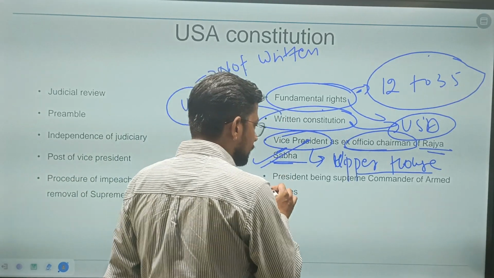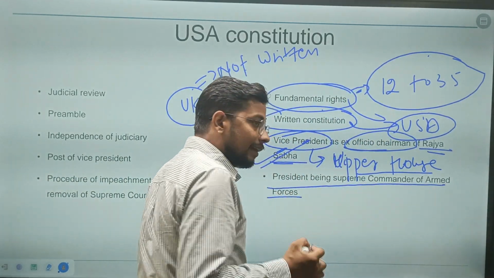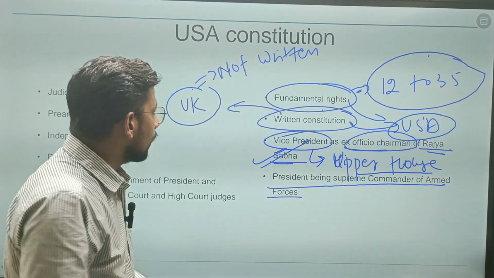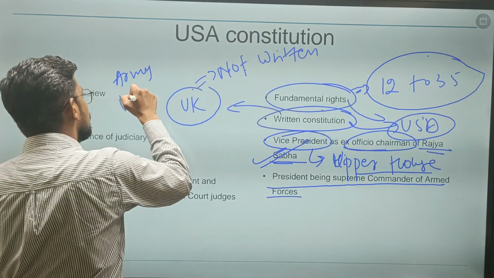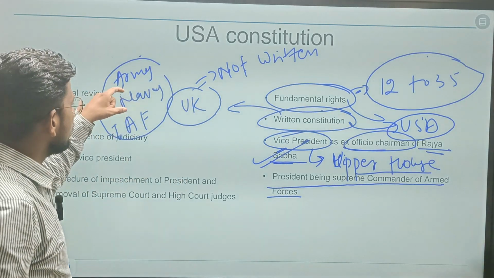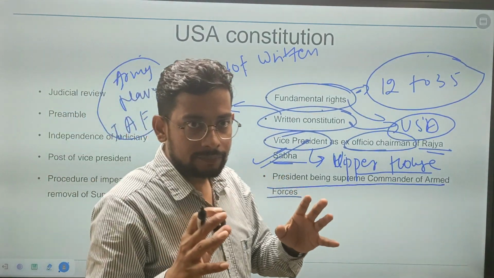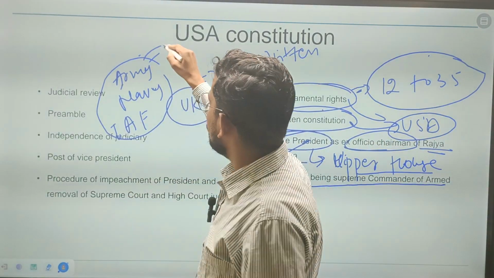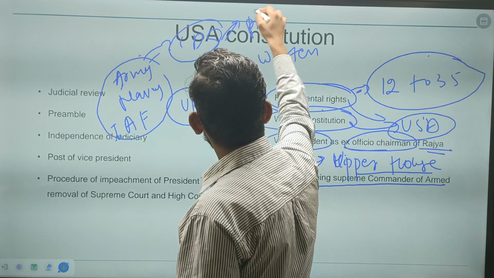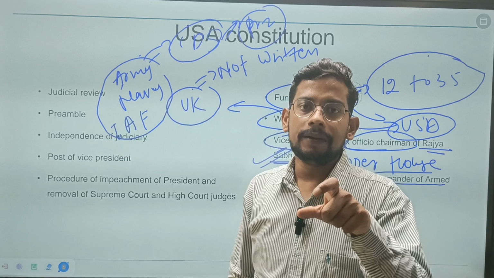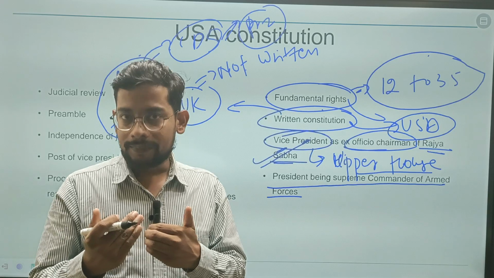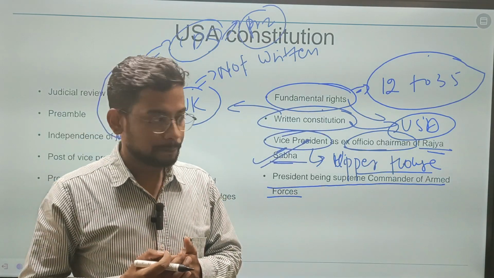Then the president being the supreme commander of armed forces. In India, the president is the highest commander. The president will be above the army, navy, and air force. These three wings have their own heads. Above that is the CDS, which heads all three, and above that is the president. So the president is ultimately the head of all the forces, both in India and USA. India has copied this provision from the Constitution of USA.